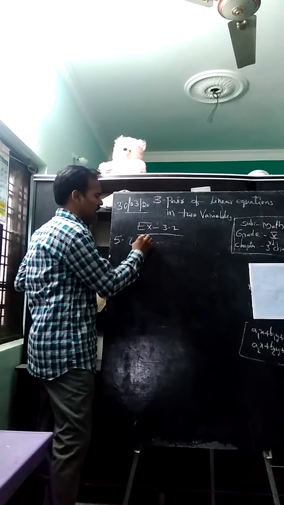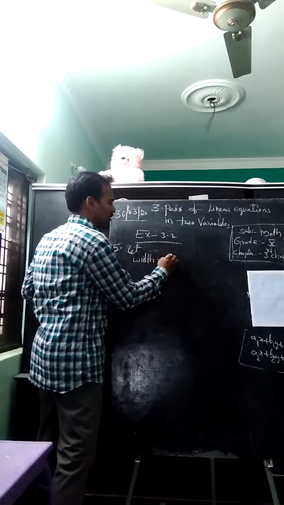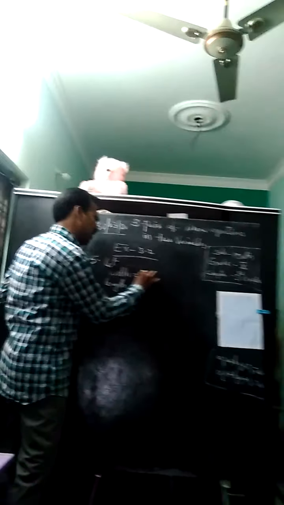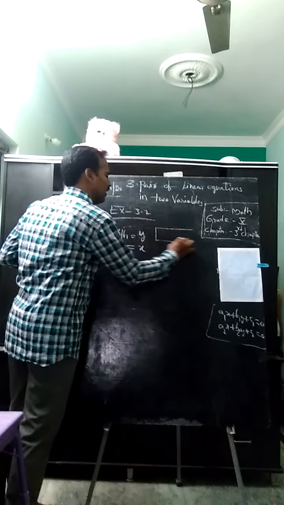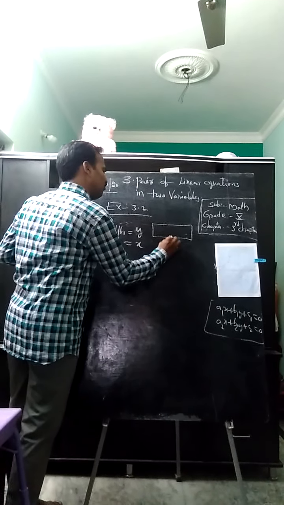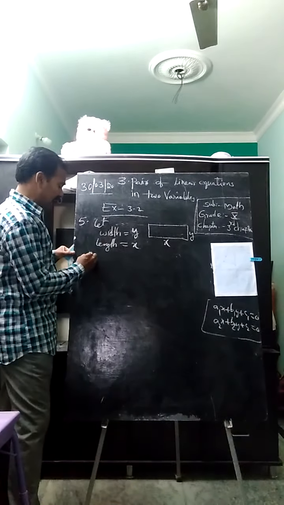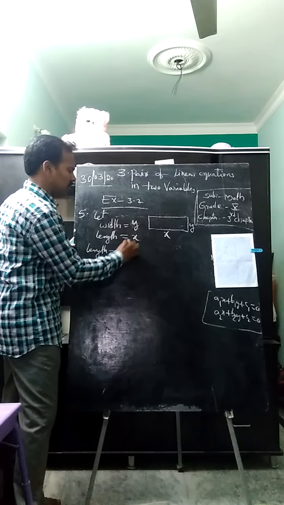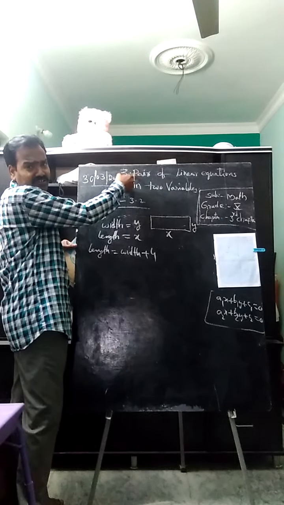So let me take width as y and length as x. This is a rectangular garden. Yes, students, this we are taking x, this we are taking y. As it is given, length is width plus 4.